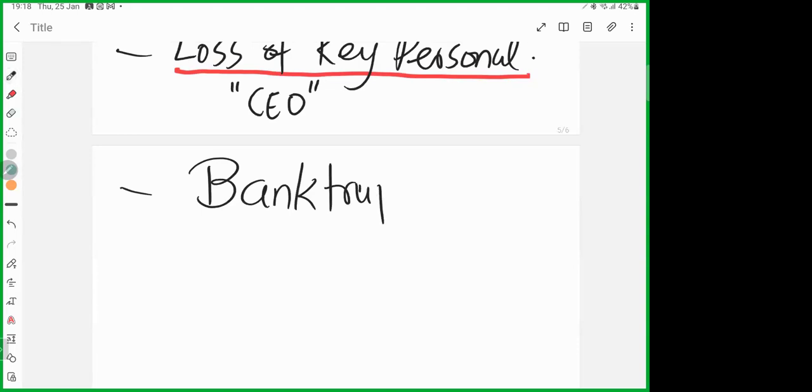One second, I'm writing bankruptcy. Bankruptcy is total loss. You have nothing to do. You've got to close the business. Then automatically there's no more going concern. In Sri Lanka, I think it is applicable in the UK also.